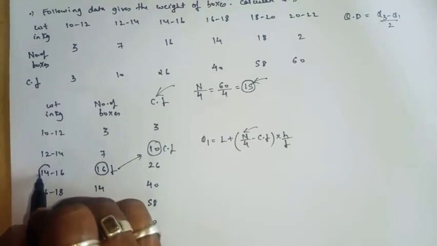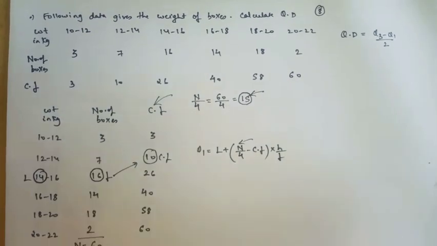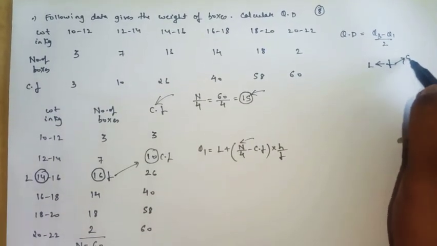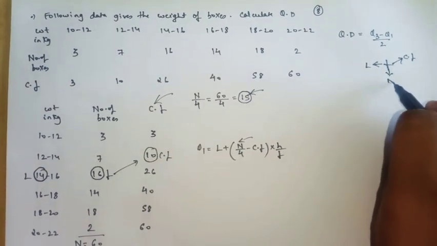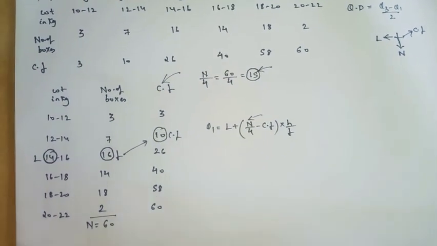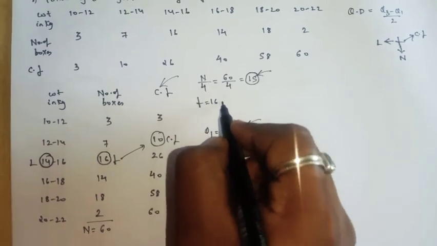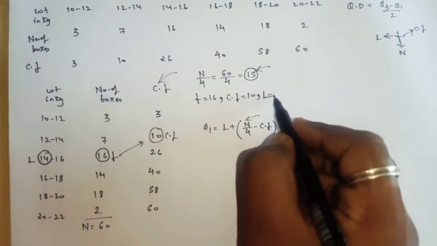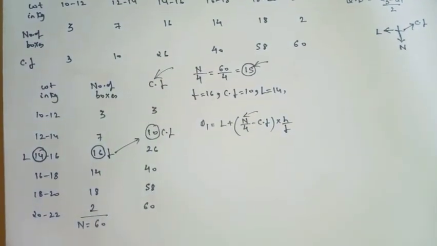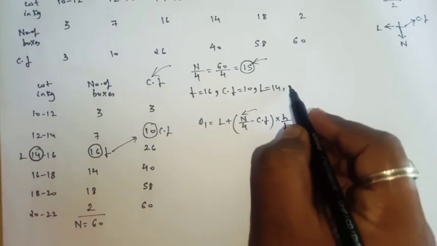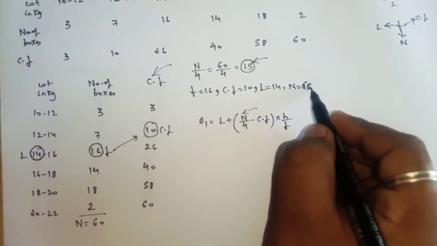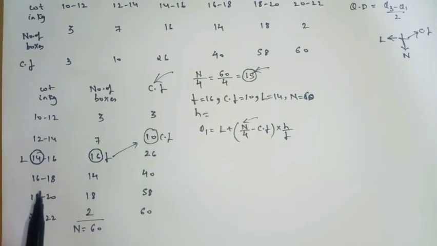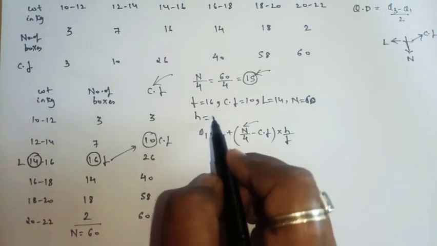And this will be L. As per the structure, if you get F, on this side it will be L, in the cross you will have CF, and in the bottom you will have N. So here we got F as 16, CF as 10, L is 14, N is 60, and we require H. Clearly we can see that the difference between the classes is 2, so H will be equal to 2.